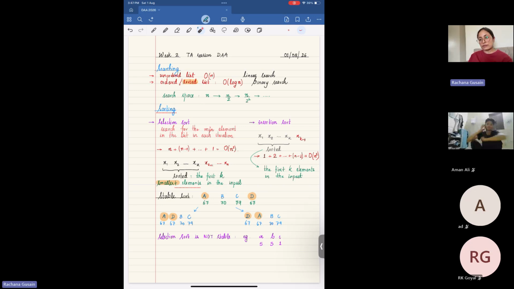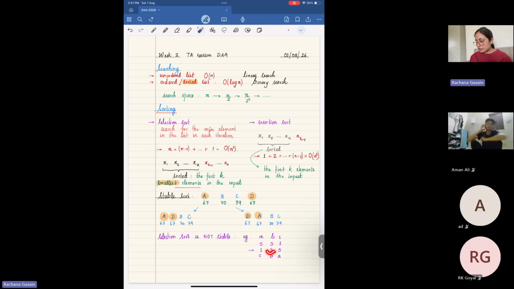How does it work? It will go and find the minimum element. The 1 is the minimum element, and you will swap these two, right? So after sorting, what we get is 1, 5, and 1. Sorry, 1, 5, and 5. Which means that C comes first, then it is B, and finally A.